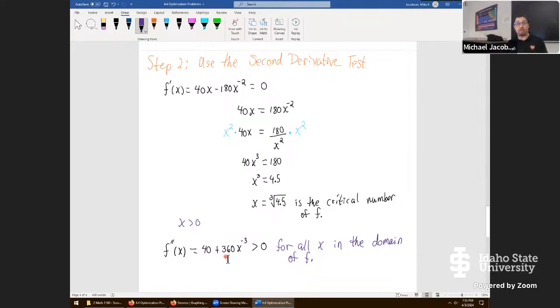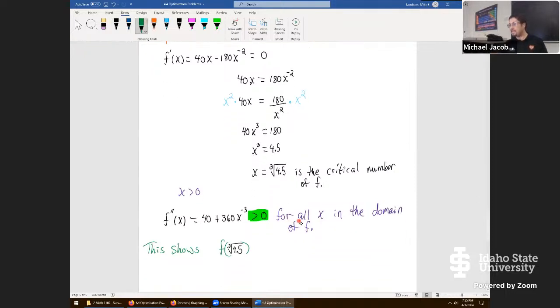We always need to think of domain and range in an applied problem, or excuse me, domain rather. So now that we have greater than 0 right here, in the first derivative test, we have a conclusion. This shows f, the original cost function, at the critical number of f, cube root 4.5, is the absolute minimum cost of the container.